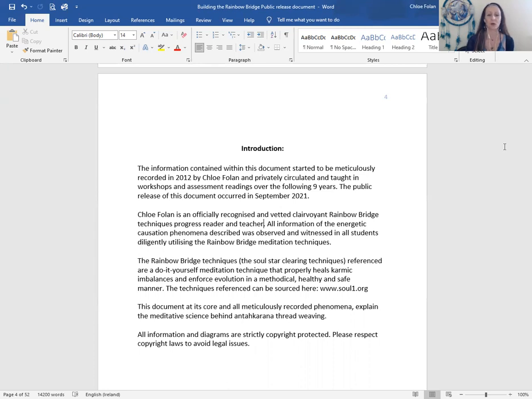So even though in one way this booklet is about the causation of the Rainbow Bridge techniques, a very detailed causation, it's also a booklet on the process of Antahkarana thread weaving and how that happens, because that is deeply linked with building the light body, as it's now commonly called.